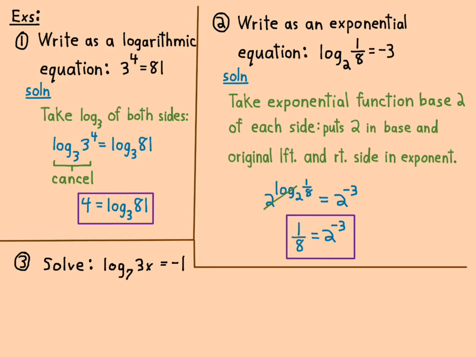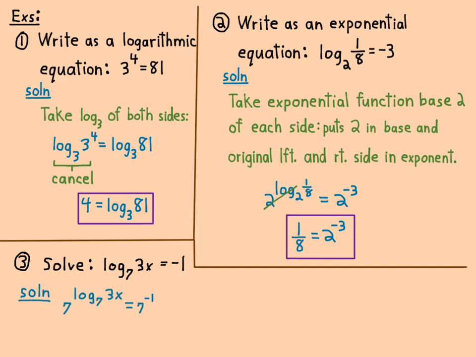So solve. Log base 7 of 3x equals -1. Well, to solve this, I want to get rid of the log base 7 because I don't know how to solve things with log base 7 in them. So how do you do that? Well, you use the inverse function, which is exponential function base 7. Compose both sides with that, which just means you take the left side of the equation and the right side of the equation, and they both go in exponents with a base 7.